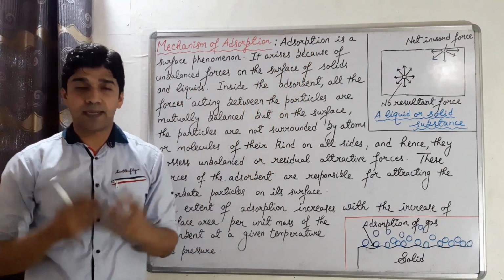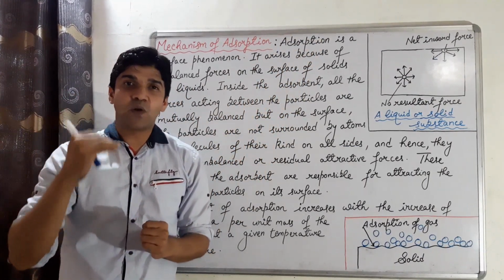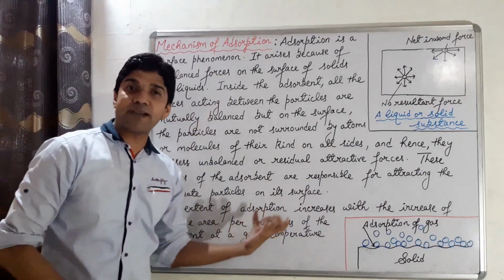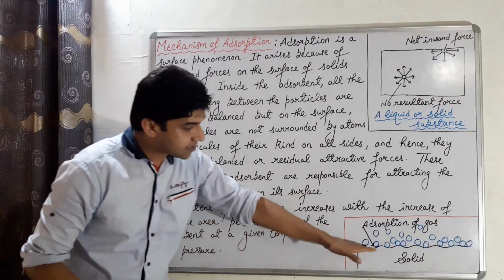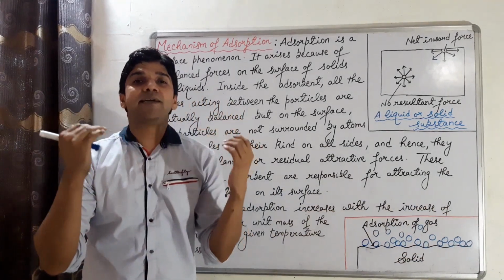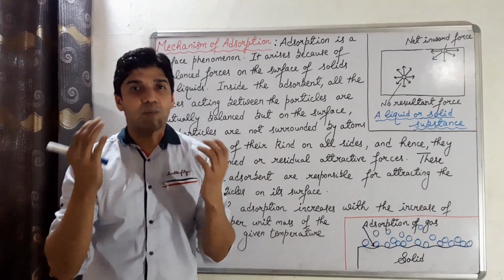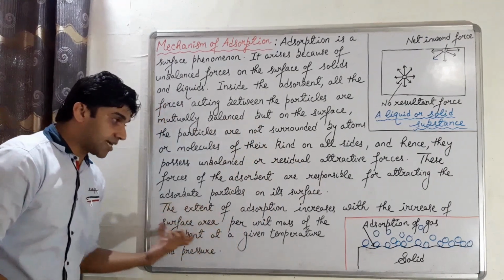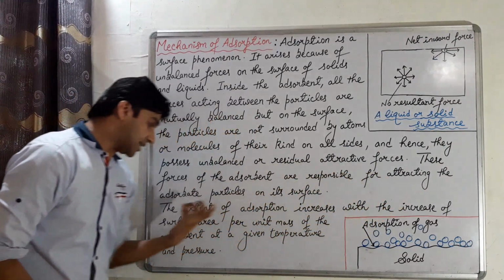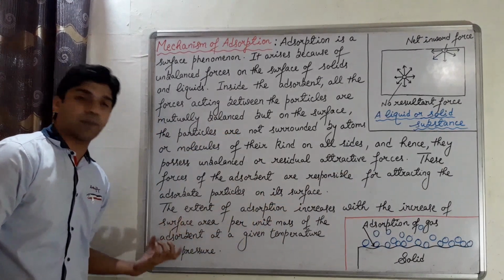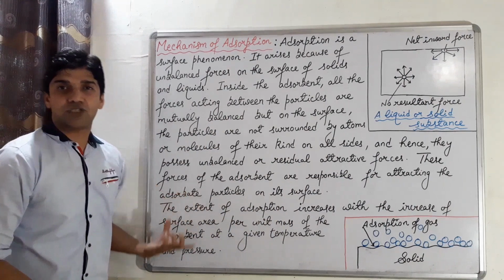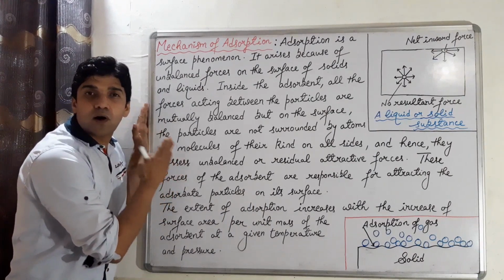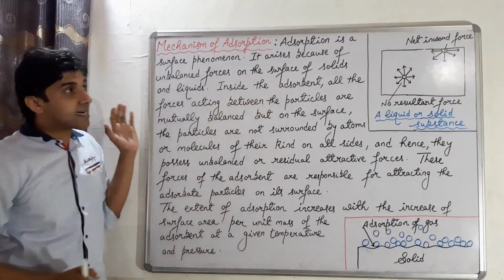And this net adsorption will increase with the increase in surface area per unit mass of the adsorbent. तो जितना surface area ज्यादा होगा किसी भी solid या liquid surface का, उतना ही एड्सॉर्प्शन, द एक्सटेंट ऑफ एड्सॉर्प्शन बढ़ेगा। क्लियर? The extent of adsorption increases with the increase in surface area per unit mass of the adsorbent at a given temperature and pressure.